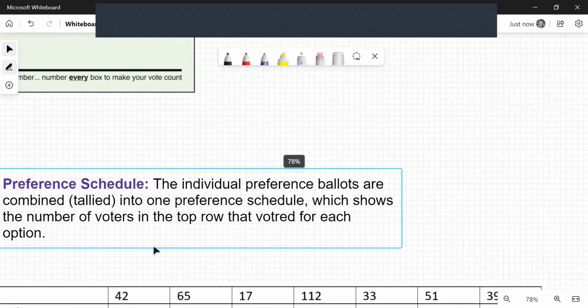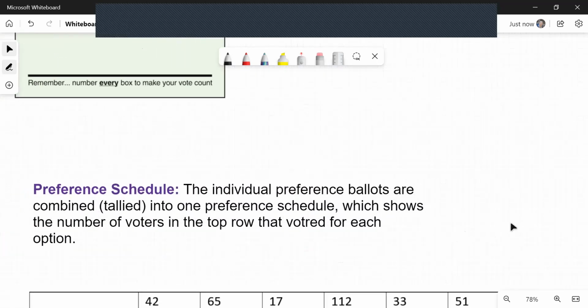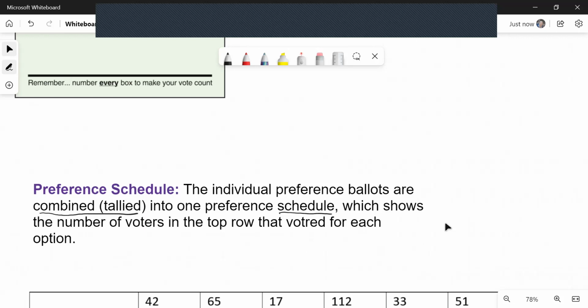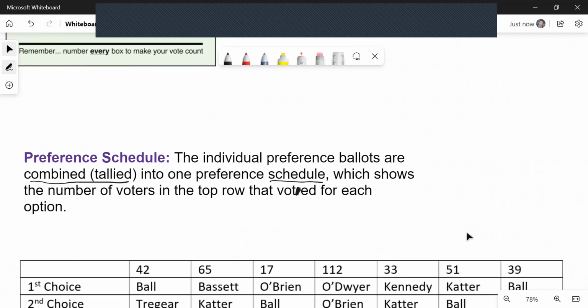So then we're going to look at something called a preference schedule. Now that you see what a preference ballot is, here's the definition of the preference schedule: the individual preference ballots are combined or tallied, right? They're counted into one preference schedule. The schedule shows you all of the results of the vote. It's going to show the number of voters in the top row, there's a little typo right there, that voted for each option.